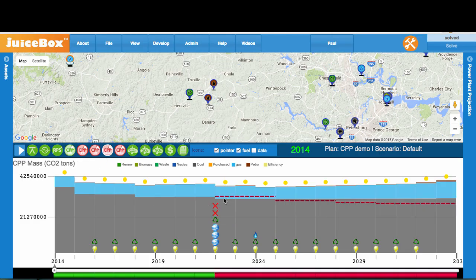A mass-based approach limits the total allowable CO2 emissions from affected sources. Each power plant source must acquire allowances representing 1 ton of permitted CO2 emission. Here we see the glide path for the same state using a mass-based compliance pathway.